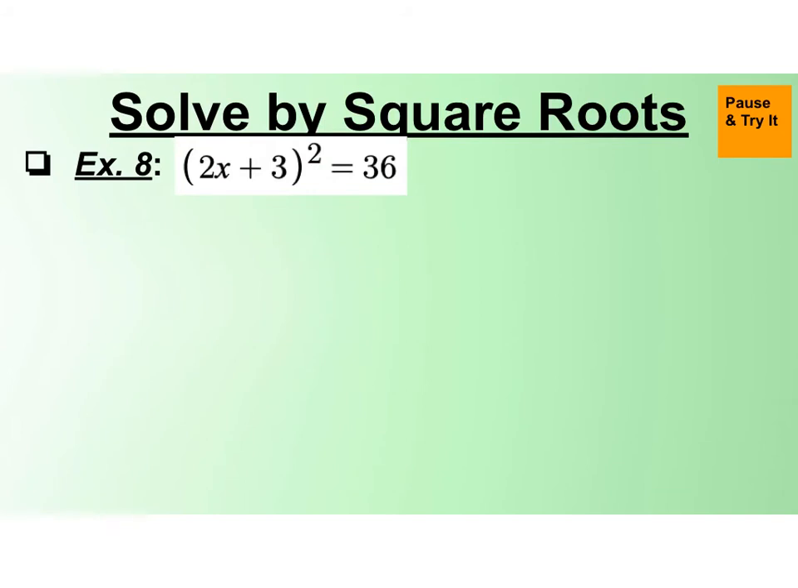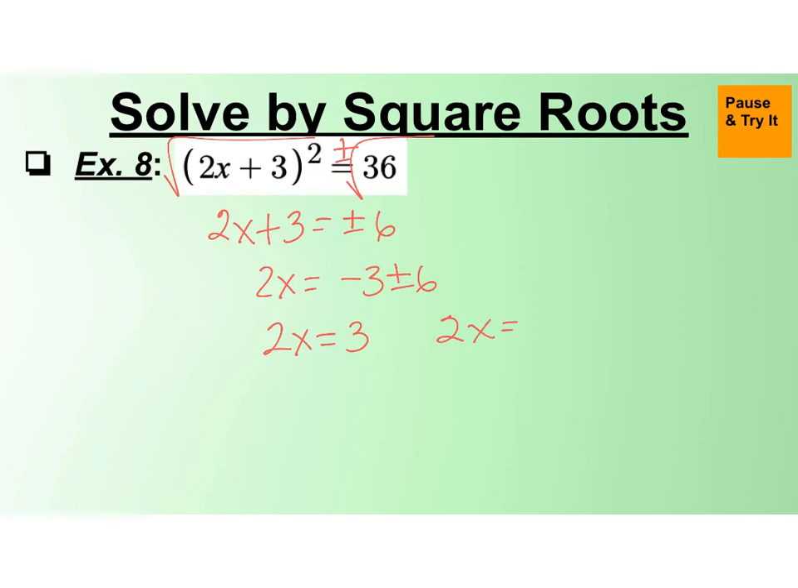And this one is again set up for square roots. I can take the square root of left, square root of the right, remember the plus and minus. And I have 2x plus 3 equals plus and minus 6. 2x equals -3 plus or minus 6. 2x equals 3. 2x equals -9. So we're going to have x equals 3/2 and x equals -4.5.